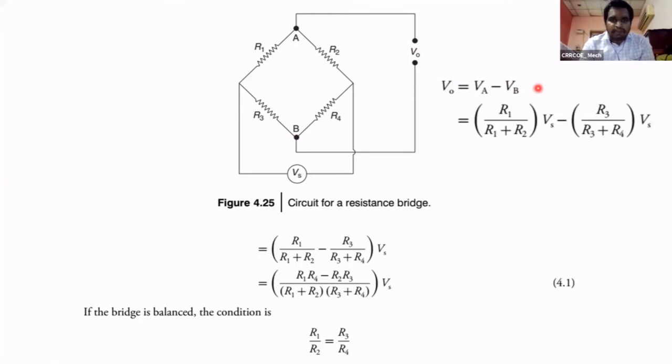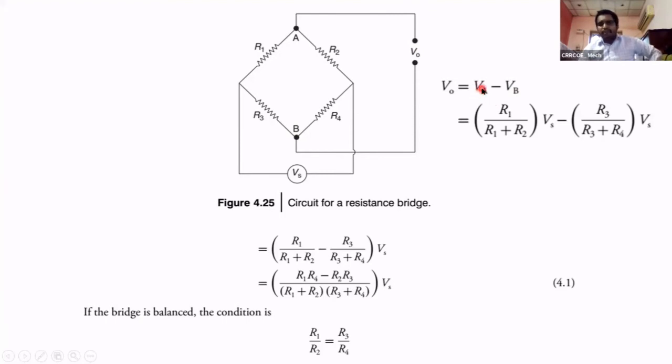The circuit is in balanced condition. So V naught is equal to VA minus VB. This is the output voltage. That should be 0 for a balanced circuit. Now we see by the voltage dividing rule.